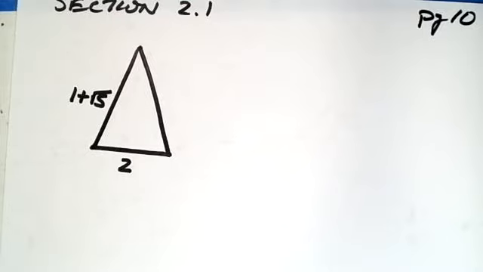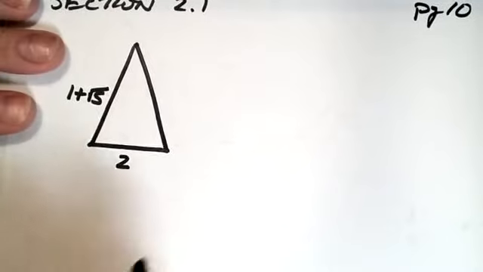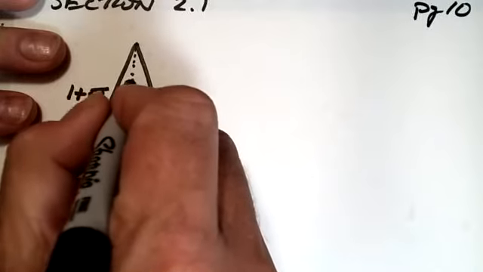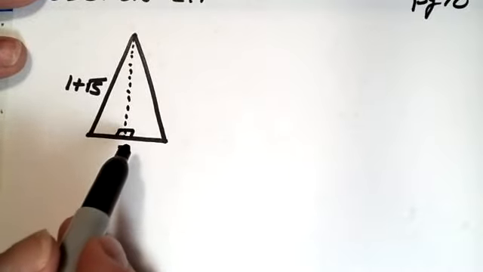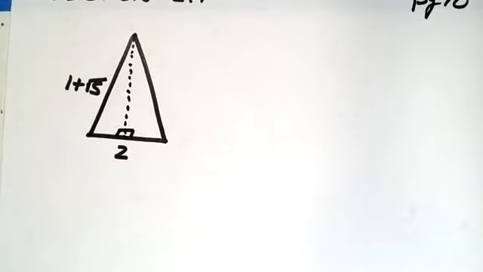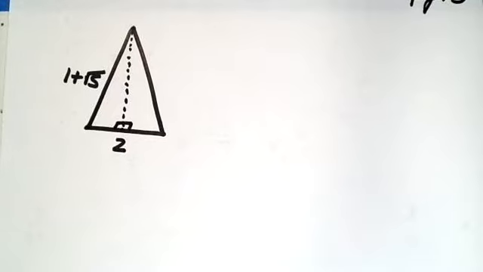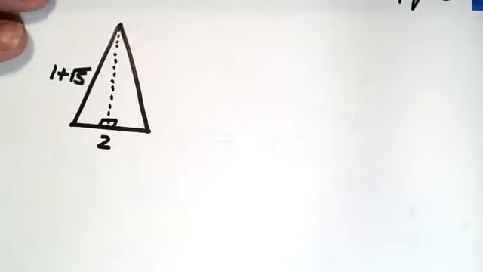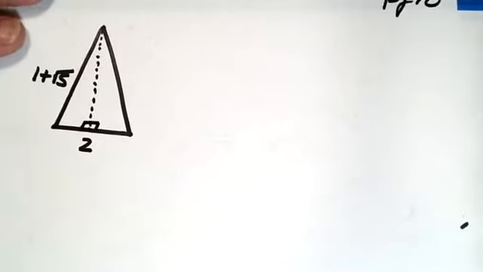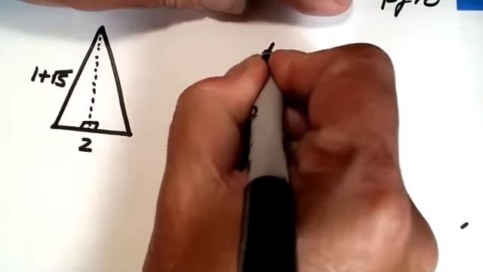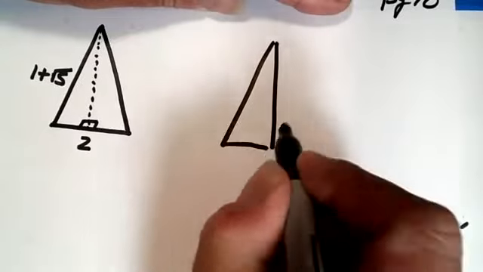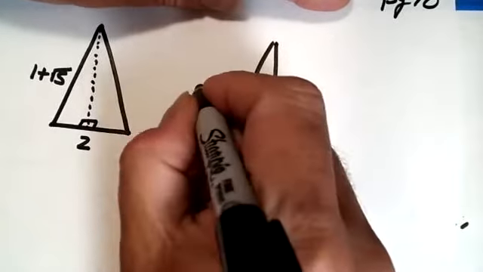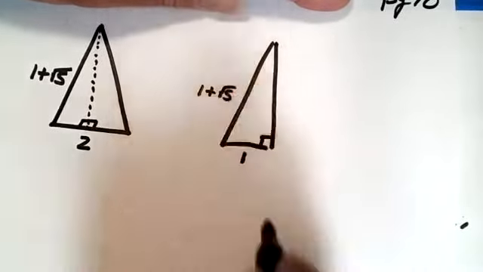And we're going to do the same trick that we did with the 30, 60, 90 triangle, where we're going to bisect this angle at the top. That creates a right triangle, and it's also the bisector of this line. We did that previously with the 30, 60, 90, but it's true for any isosceles triangle. The result is that we will now have a right triangle that has lengths of 1 and 1 plus square root of 5.